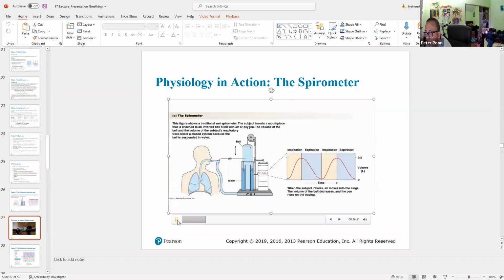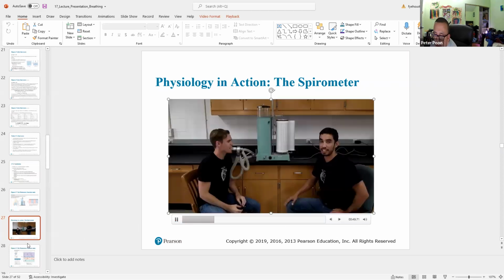When Michael puts in the spirometer mouthpiece and clips his nose off, he creates a closed system consisting of his respiratory system, the tubing, and the air inside the bell. The bell is connected by pulleys to a pen that will follow the bell's movement along a moving sheet of paper. Here Michael's hooked up to the spirometer, breathing quietly through his nose.